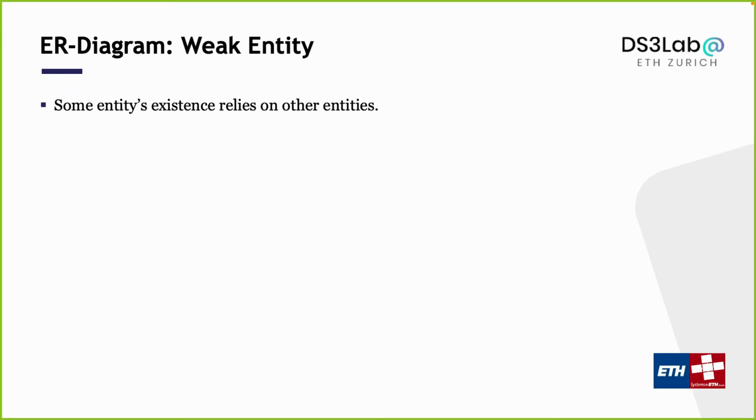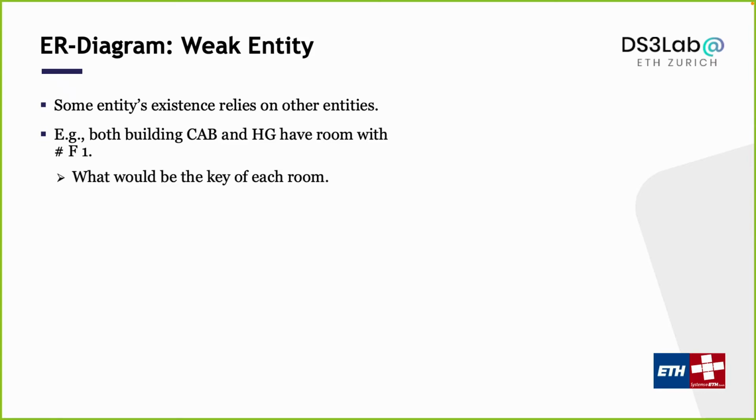But if you look at building and room, a room cannot really exist if it's not in a building. So there's a strong relationship in terms of whether one can exist. The existence of some entity might rely on other entities. So room relies on building. And how can we really encode that?